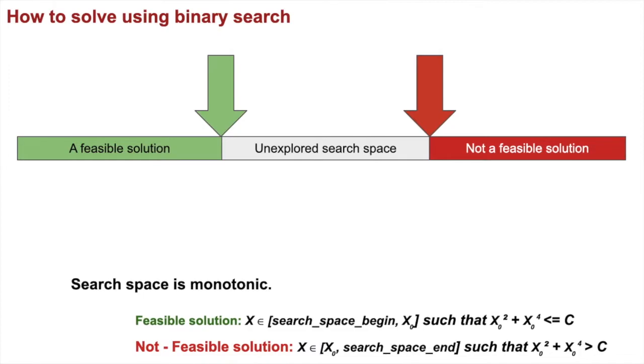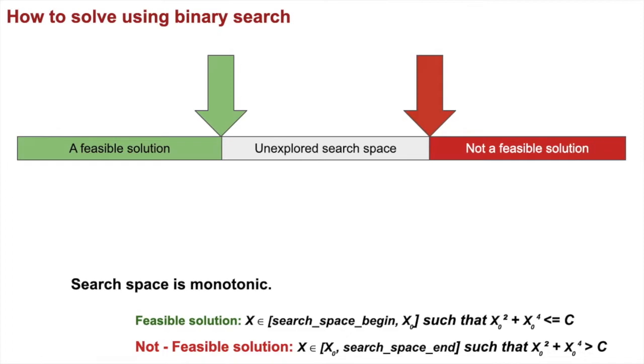Similarly, if there is an x equal to x naught such that x naught square plus x naught power 4 is greater than c, then for all x greater than x naught, x square plus x power 4 will be greater than c. So the idea is to divide our search space into different ranges. For 0 to x naught, if x naught is a feasible solution, then everything less than x naught is also a feasible solution. And if x naught is not a feasible solution, everything greater than x naught also can't be a feasible solution, because the function is monotonic.